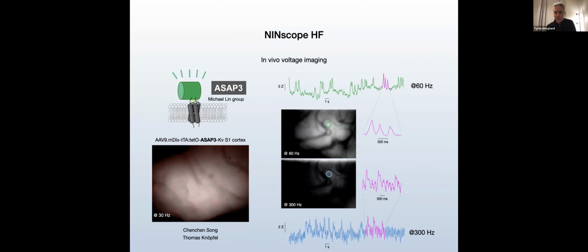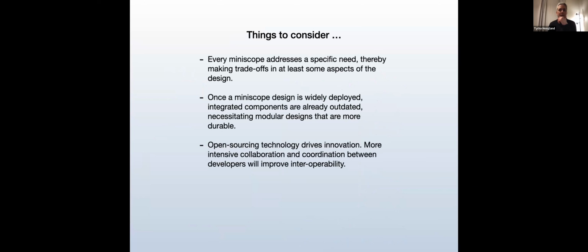So that was an overview of the whole design process and also the trade-offs that we made. I just wanted to consider a few things, looking back at all the Miniscope development that has happened over the years. I think it's clear that every Miniscope addresses a specific need. In our case, it was being able to record from cerebellum and cortex at the same time.